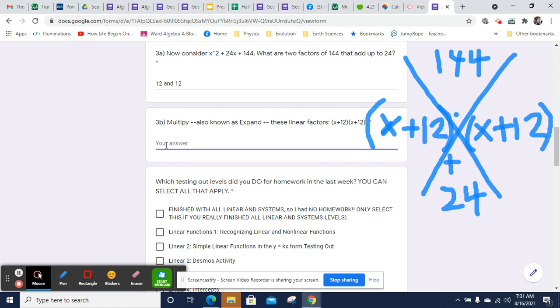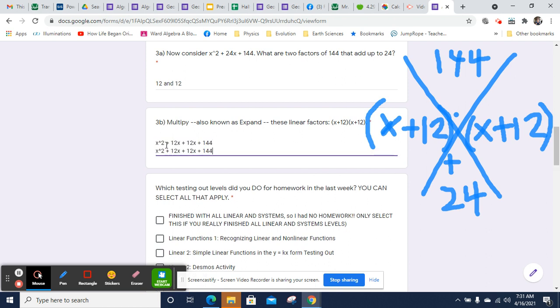So x plus 12 times x plus 12. I'll do the x times x first, x squared, and then 12 times x. And look, I'm doing 12 times x again. I could just say 2 times 12x. And then 12 times 12 is 144. In fact, that's what I'm going to set up in the next row. I only have to do this 12x once and then multiply it times 2.